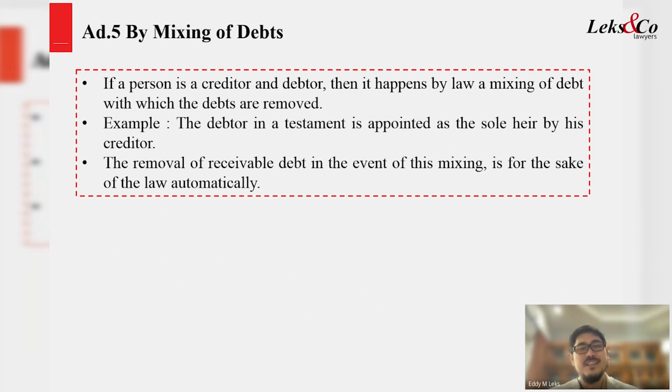Now, by mixing of debts, 1436 and 1437. Only two provisions in here. It's so simple. Apabila kedudukan sebagai orang berpiutang dan orang berutang berkumpul pada satu orang, maka terjadilah demi hukum suatu percampuran utang dengan mana piutang dihapuskan. If a person is both creditor and debtor, then by law a mixing of debt happens, with which the debts are removed.